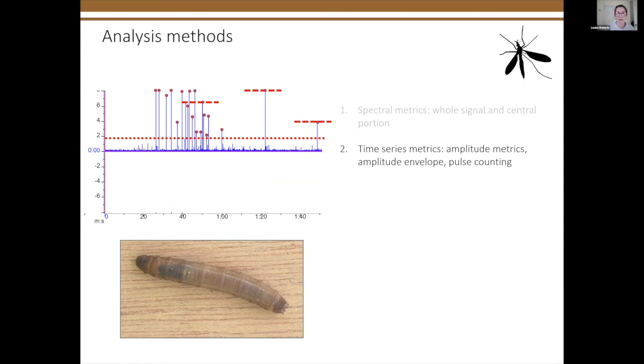Finally, we can look at the absolute value of the waveform, the positive part, which I'm now just showing in blue, and that's called the amplitude envelope. And so we can assess that for skewness and kurtosis, so a measure of symmetry and peakedness, and together look at that kind of global shape of the envelope and how that may vary within and between our animal treatments.